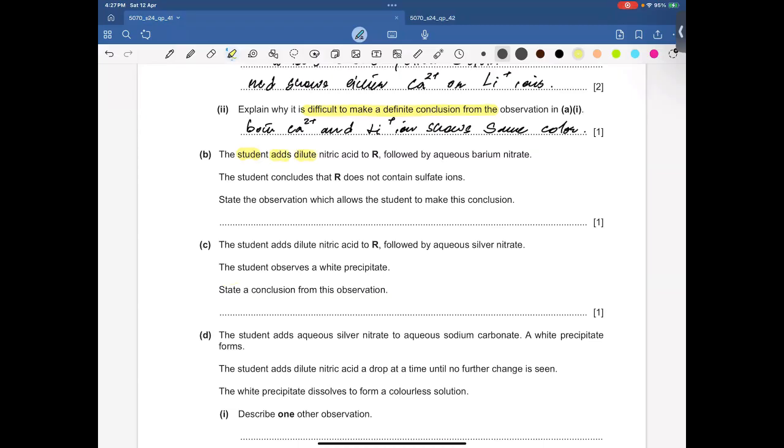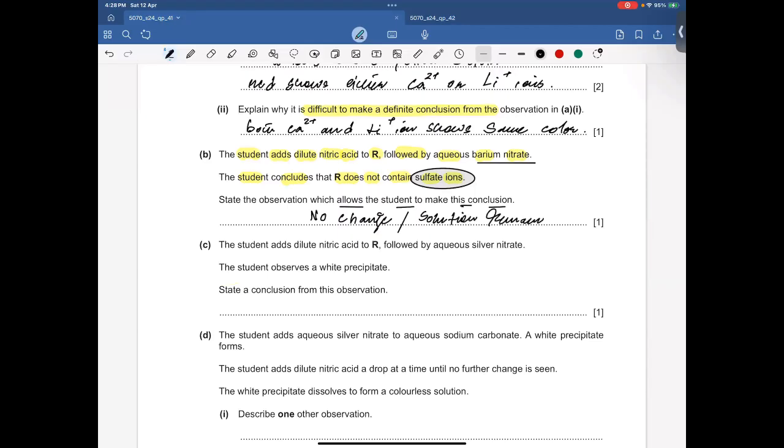The student adds dilute nitric acid to R followed by aqueous barium nitrate. Okay. The student concludes R does not contain sulfate ions. If sulfate ions are not present, obviously white precipitates will not appear. State the observation which allows the student to make this conclusion. Obviously, if there is no precipitate, no change appears. Okay. Or you can write solution remains colorless because there will be no reaction.